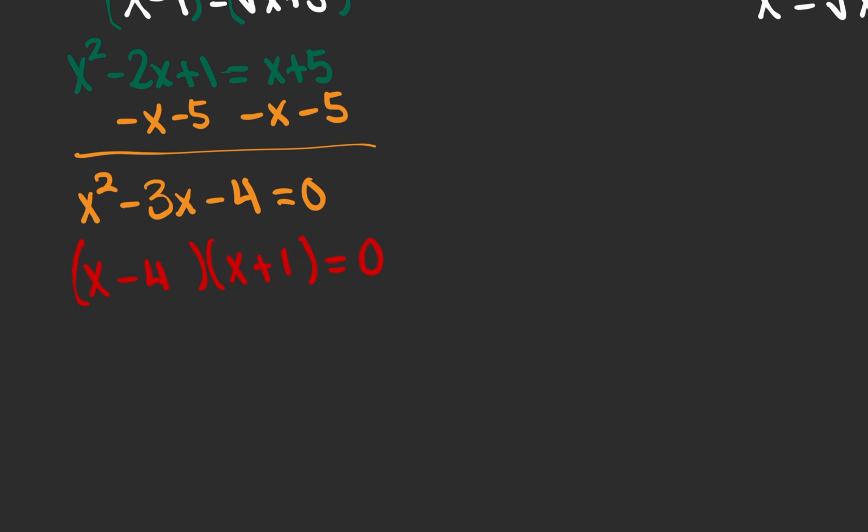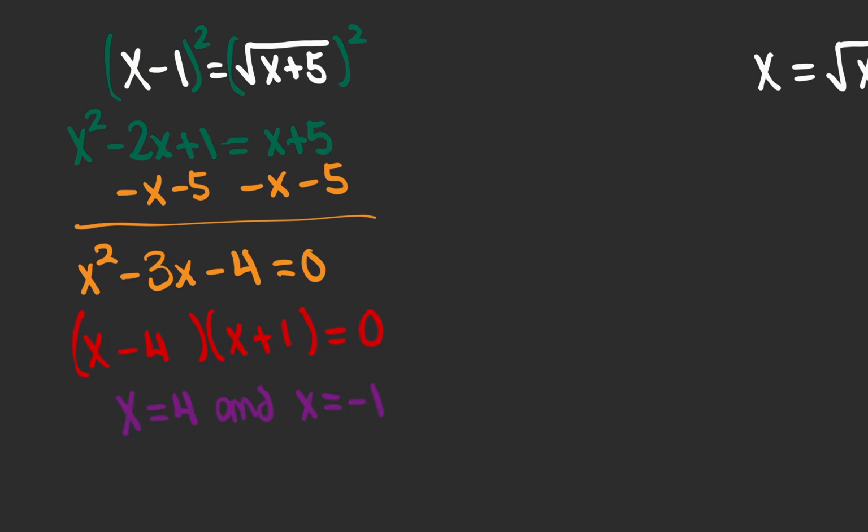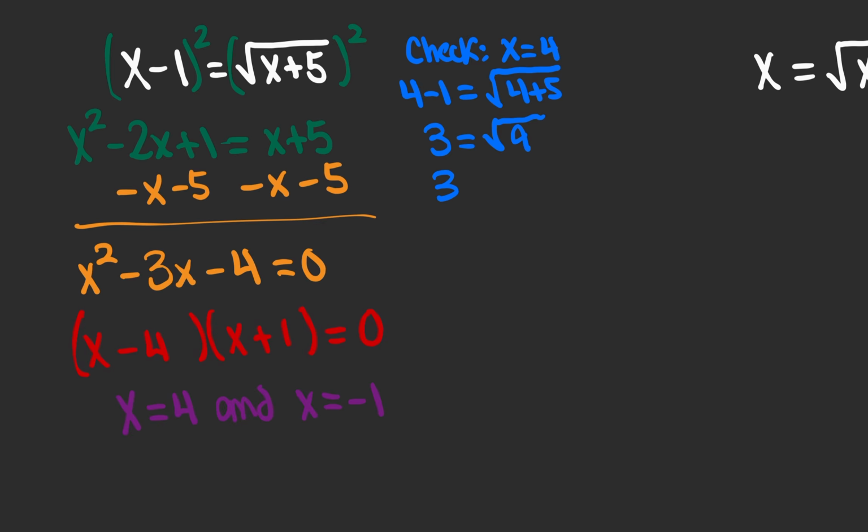Negative 4 times positive 1 will give you negative 4. Negative 4 plus 1 will give you negative 3. From there, we then set the factors to be equal to 0. So we have what? x is equal to positive 4, and we have x is equal to negative 1. From there, we do our check. We have x equals 4. We're going to substitute this into the original. So we have 4 minus 1 is equal to the square root of 4 plus 5. And this will leave you with 3 on the left is equal to the square root of 9. And we know that the square root of 9 is going to be 3. So this one checks out.